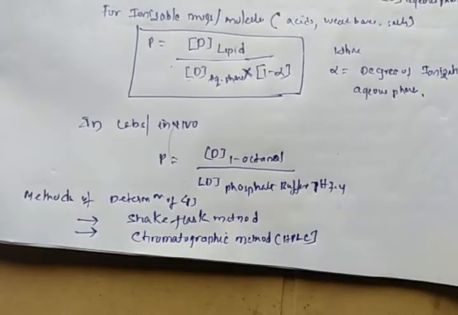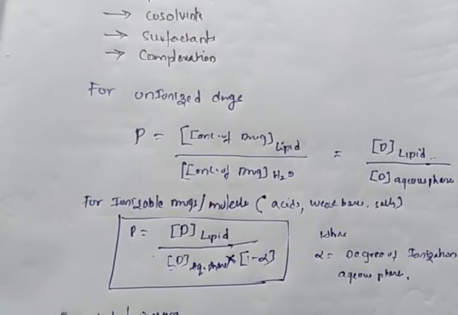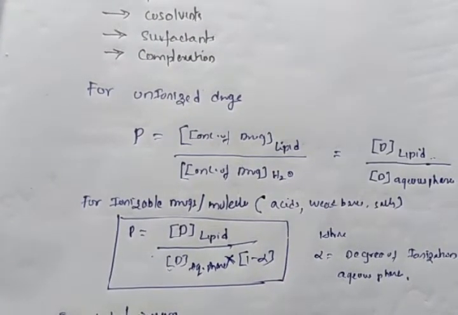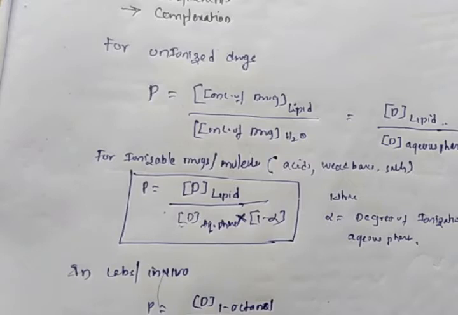For the unionized form of drugs, the partition coefficient is equal to the concentration of the drug in the lipid phase divided by the concentration of the drug in the aqueous phase. For ionizable drugs like weak acids, weak bases and salts, the partition coefficient is equal to the concentration of the drug in the lipid phase divided by the concentration of the drug in the aqueous phase, multiplied by 1 minus alpha, where alpha is the degree of ionization in the aqueous phase.